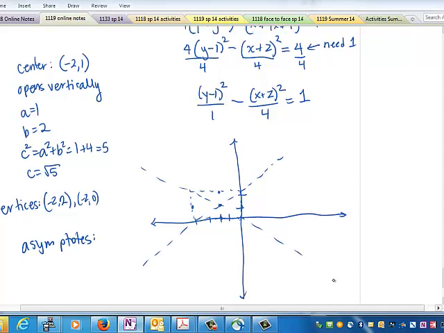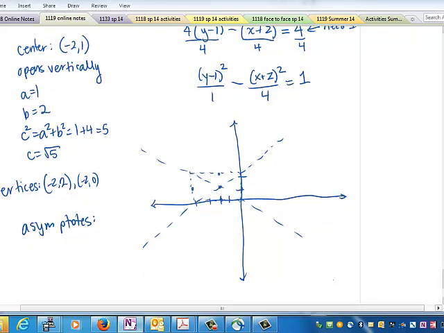Again, the first thing we want to do is figure out the slope. And this time, since the hyperbola opens vertically, a is the change in the y and b is the change in the x. So we want the ratio of a to b. So the slope for these asymptotes will be 1/2, positive or negative depending on the side. And a point that they both go through is the center of the hyperbola, which was -2, 1.